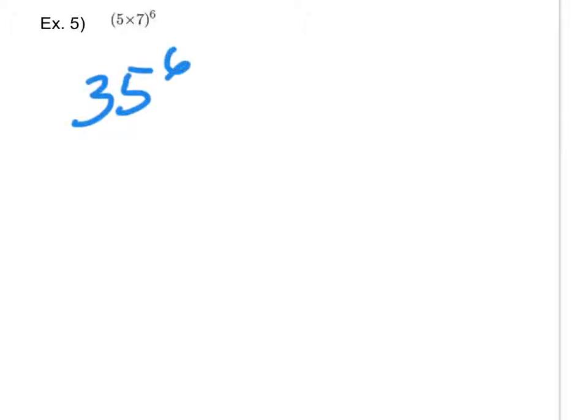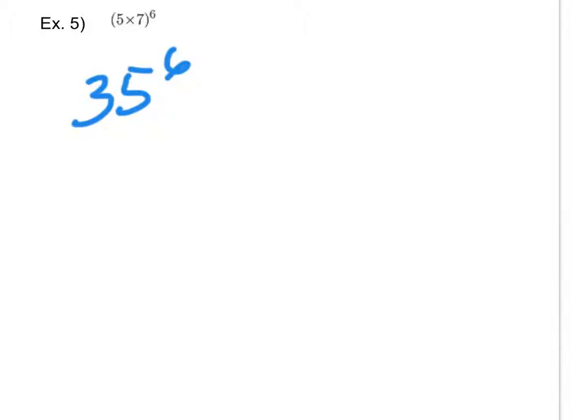Okay, this one. A product to a power. Now, there's 2 ways to do this, but I'm going to show you the way that I want it done. First of all, people will say that this is 5 times 7 is 35 to the power of 6, and that's the answer. And it is.